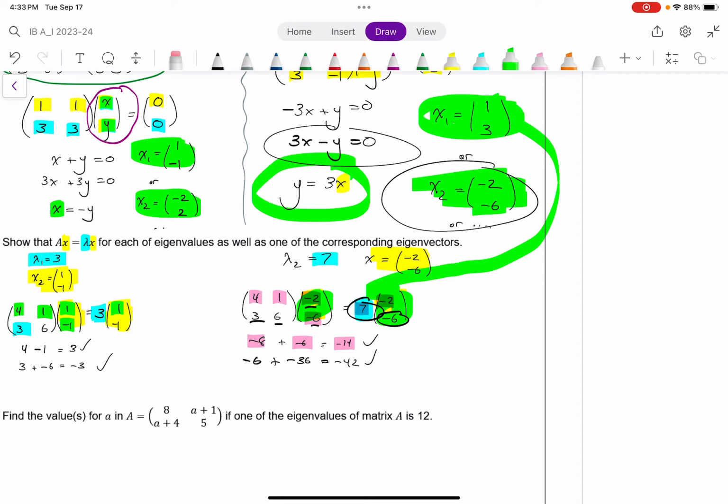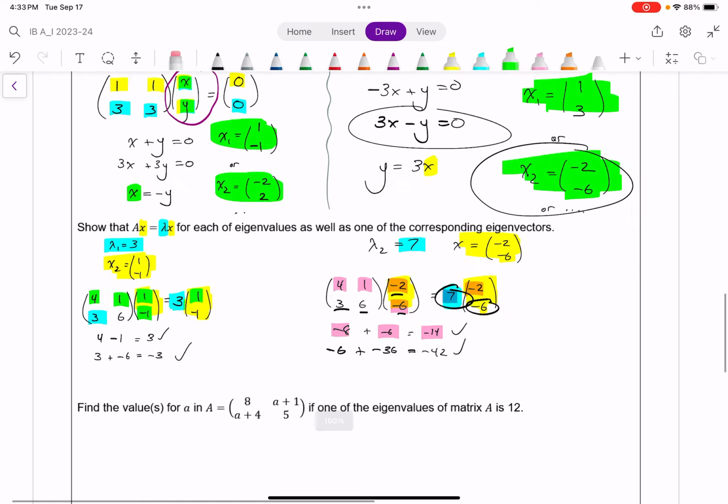Oh, there's that drilling. Okay, let's finish this off.